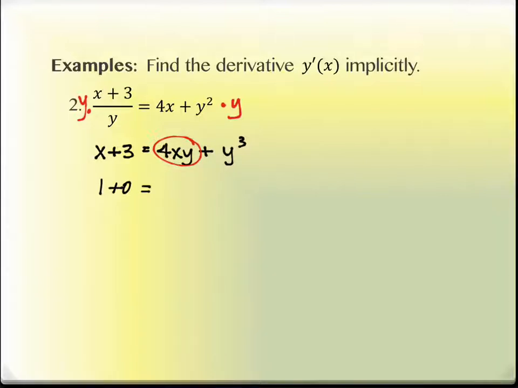So with the product rule, I have two pieces. I'm going to mark them separately. 4x is one of my pieces of my product, and y is the other piece of my product. So with the product rule, the first thing we do is simply write down 4x. Write down the first piece. And then I need to know, what is the derivative of y?